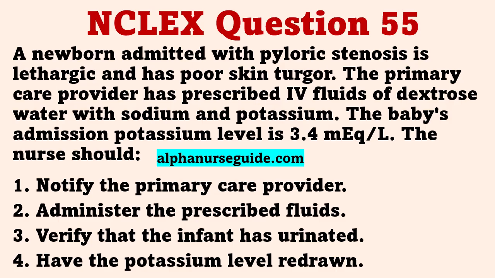Infants with pyloric stenosis frequently have low potassium levels due to vomiting. A level of 3.4 milliequivalents per liter is not unexpected and should be corrected with prescribed fluids. The lab value does not need to be redrawn, as the findings are consistent with the infant's condition.